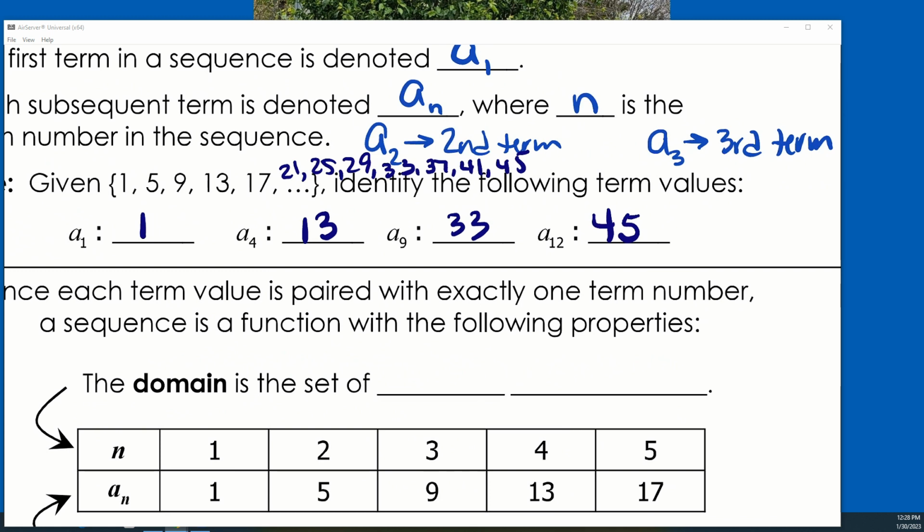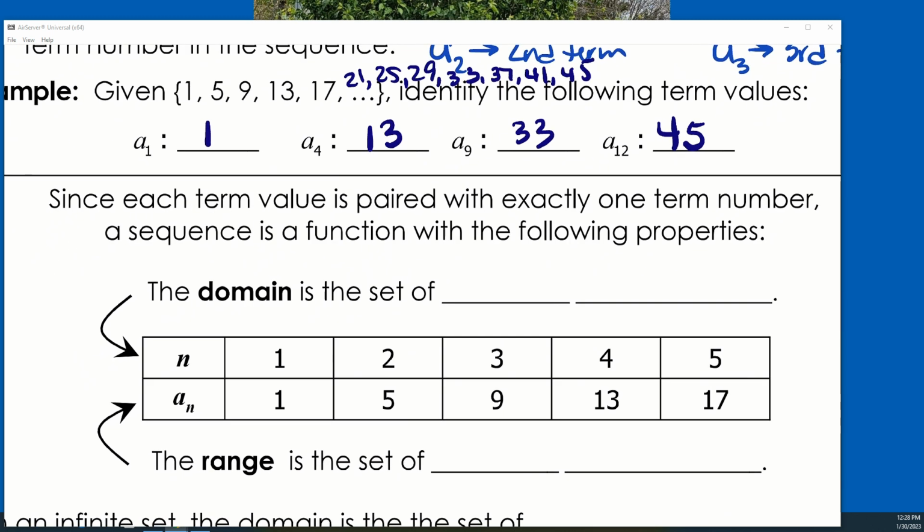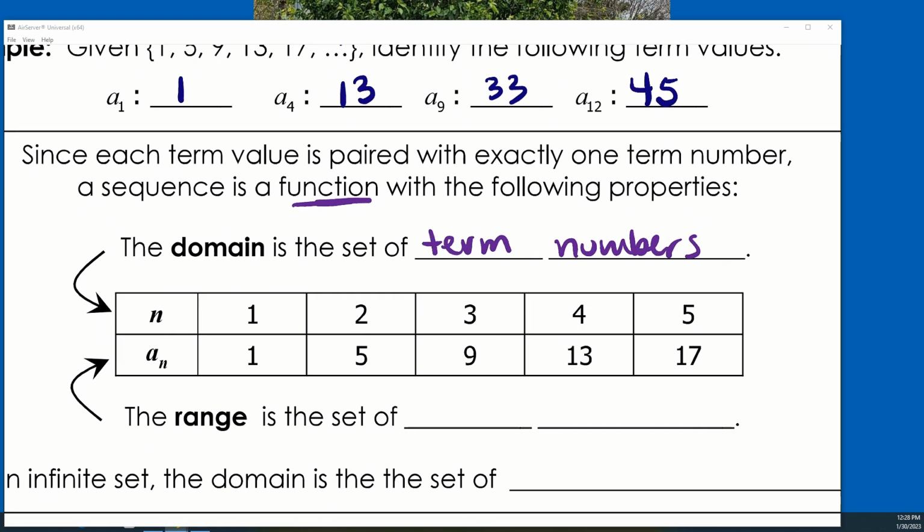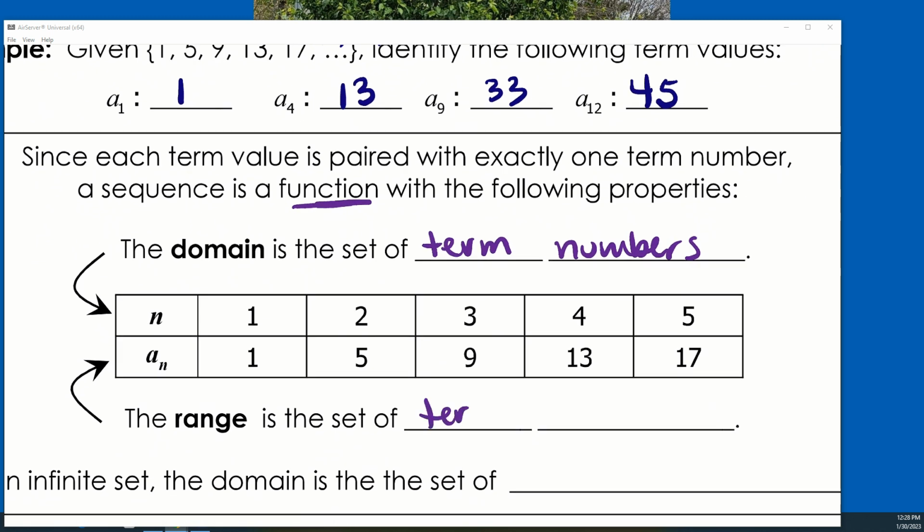Now, because each term value is paired with exactly one term number, a sequence is a function. In this function, the domain is the set of term numbers, and the range is the set of term values.